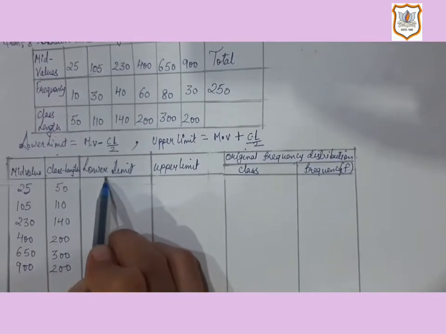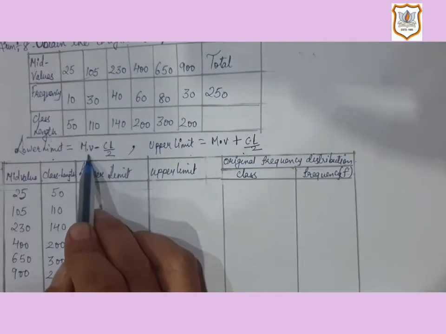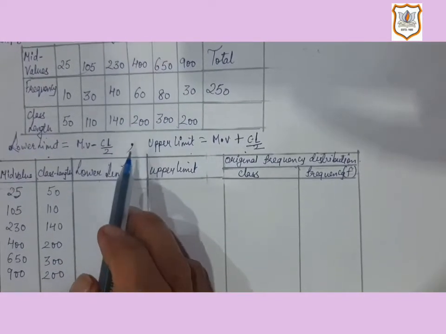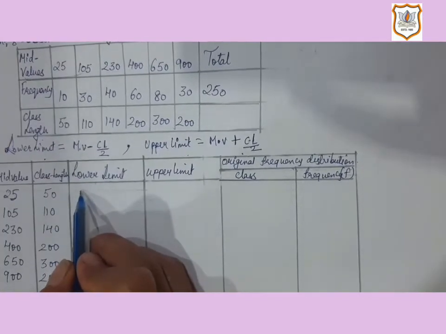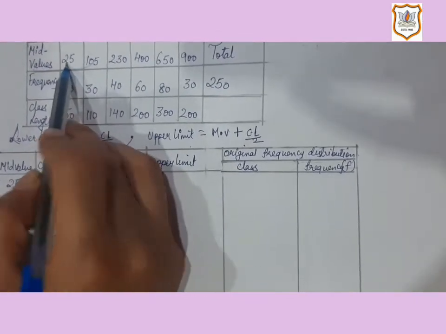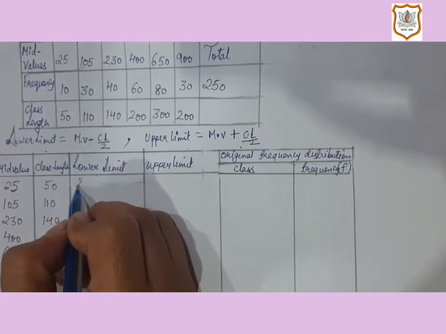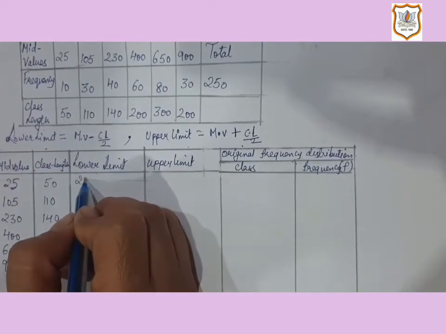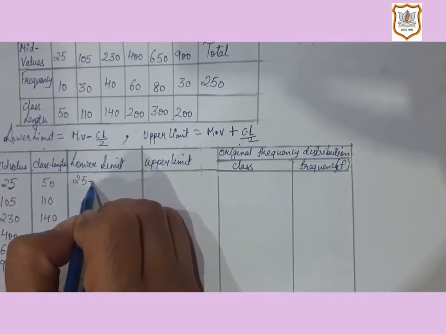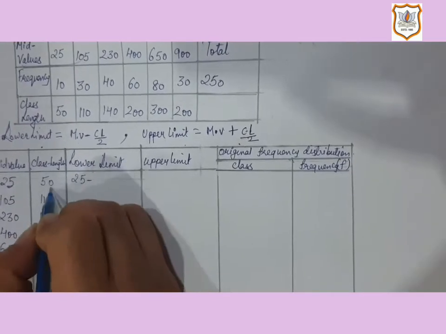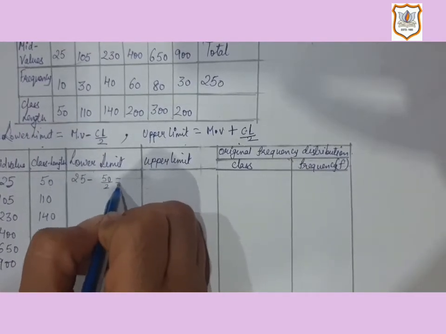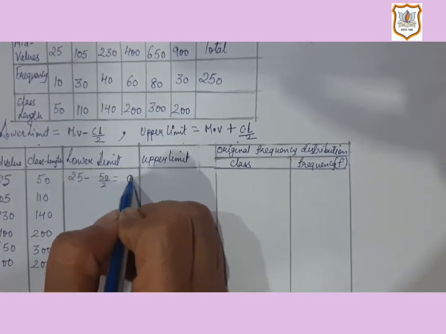Now we are going to find the lower limit and upper limit as per these two formulas. So let's find the lower limit. The first mid value is 25. To find the lower limit, you have to write mid value, that is 25, minus class length. So what is the class length here? 50. 50 divided by 2, is equal to 0.